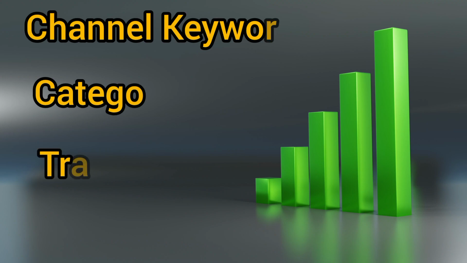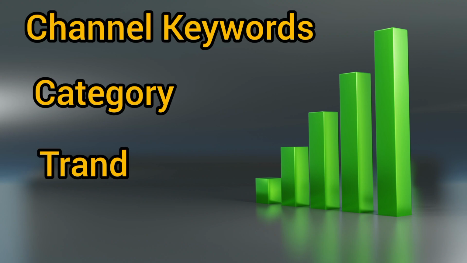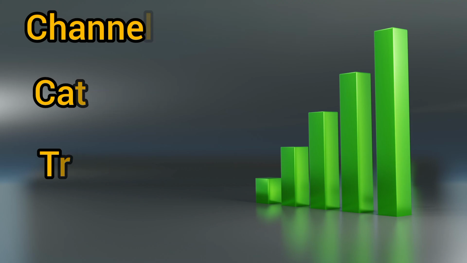So these are the 3 steps to get your first views: channel keyword, category, and trend. Follow these steps and watch your views grow.